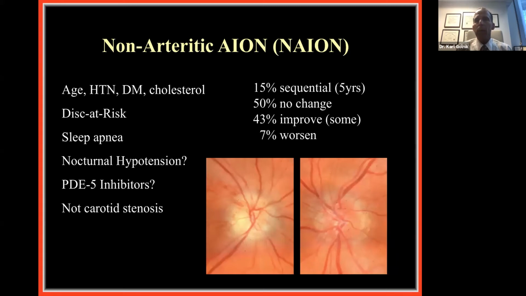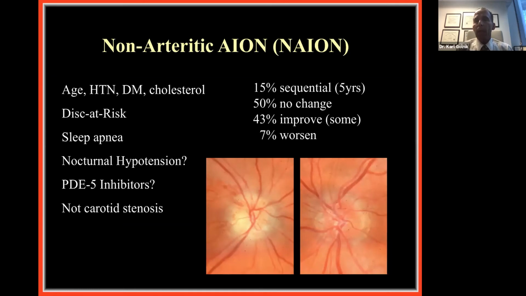PDE5 inhibitors like Viagra have been shown to slightly increase risk of NAION. Carotid artery stenosis does not. That is a big blood vessel problem. This is a small blood vessel problem, so not carotid artery stenosis.